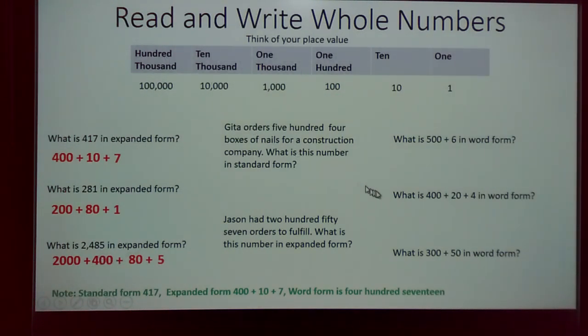Now, let's look at this one here. Gita orders 504 boxes of nails for a construction company. What is this number in standard form? Standard form, if you look down here at the note, is the number written out. So 504 would be written as 504. Okay? Since there's no tens, then you will automatically put a 0 in place. Okay? Now let's look at the next one.